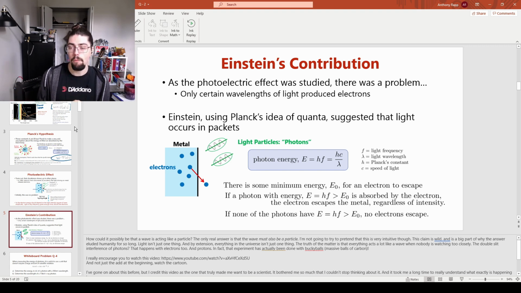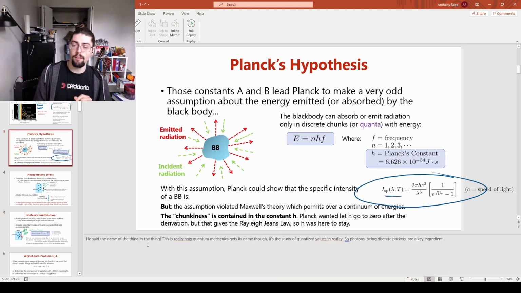And this was a big deal, because this meant that it wasn't just based on the intensity. If it was just the intensity, then it wouldn't matter what color of light it was. But because it did matter what color of light it was, that must imply that there is some sort of discrete energy packet. The same exact discrete energy packet that Planck had to use to recreate the thermal emission spectra.